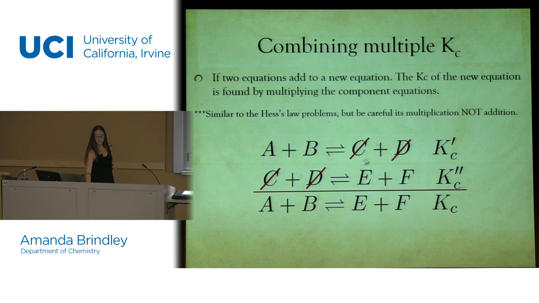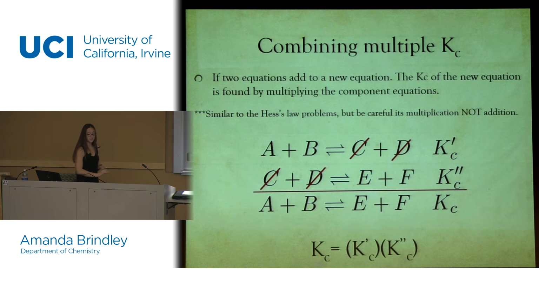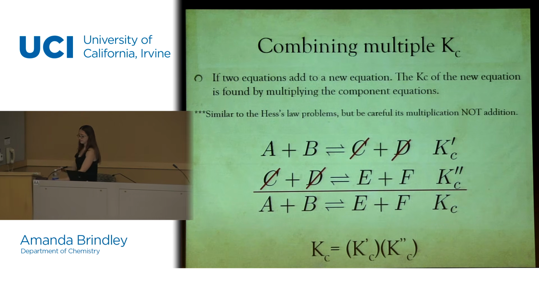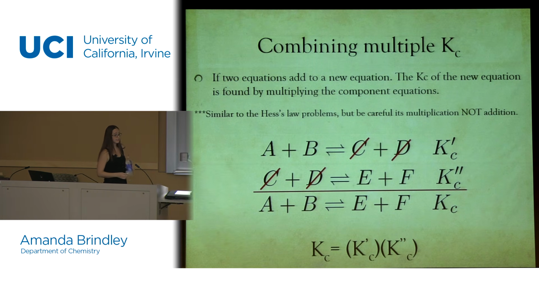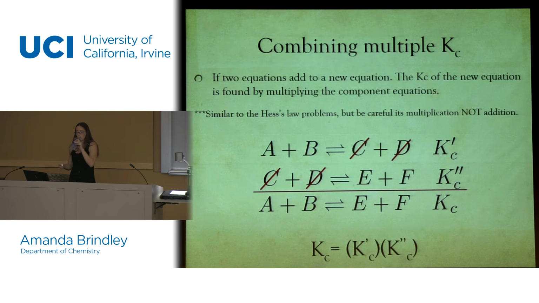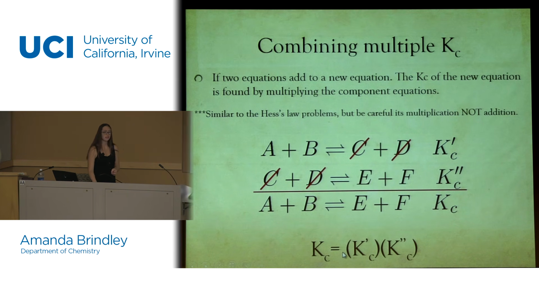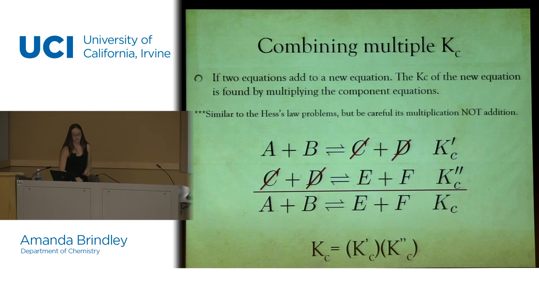Now, if we want to find the Kc for this, we just multiply the 2 individual ones. So we take the Kcs, we multiply them together, and we get the new Kc. Notice, once again, not the same as Hess's law. What did you do in Hess's law? Just because review is good. You added in Hess's law. Here you multiply.